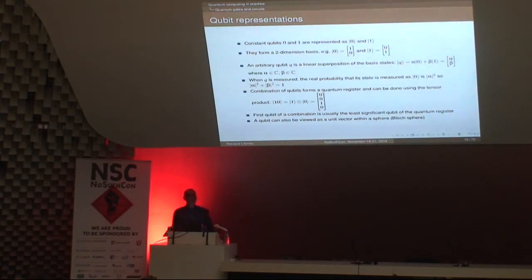And you can combine qubits using a tensor product. If you take the tensor product of two qubits, you will have a larger vector, which is the system of many qubits. Usually the first qubit is the least significant qubit, the LSQ, of the quantum register. So the qubit near the vertical bar is the least significant qubit.